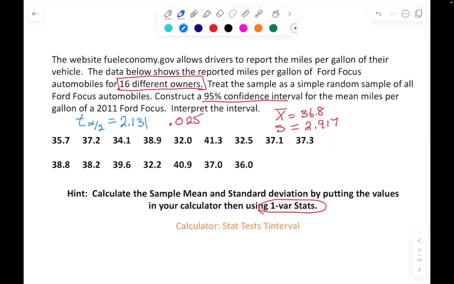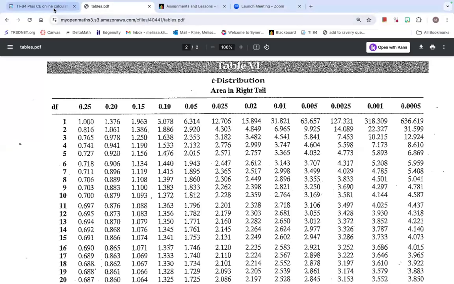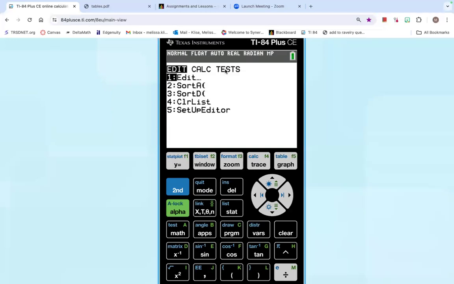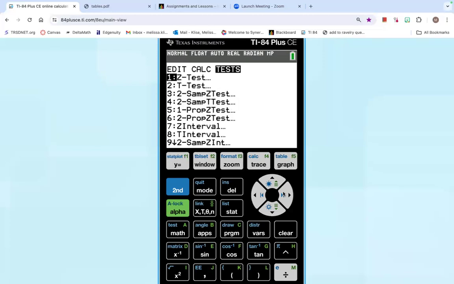T interval. So I'm going to go to stats, go over to tests and use T interval. So here we are. Once again, hit stat. I'm going to arrow over so that tests is highlighted. And T interval is number 8.